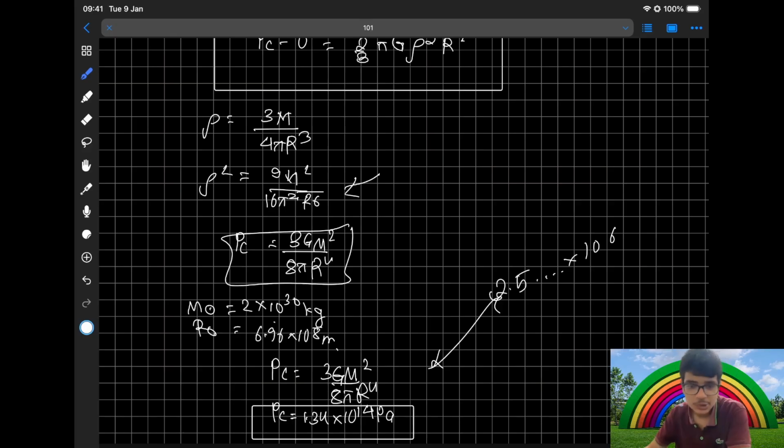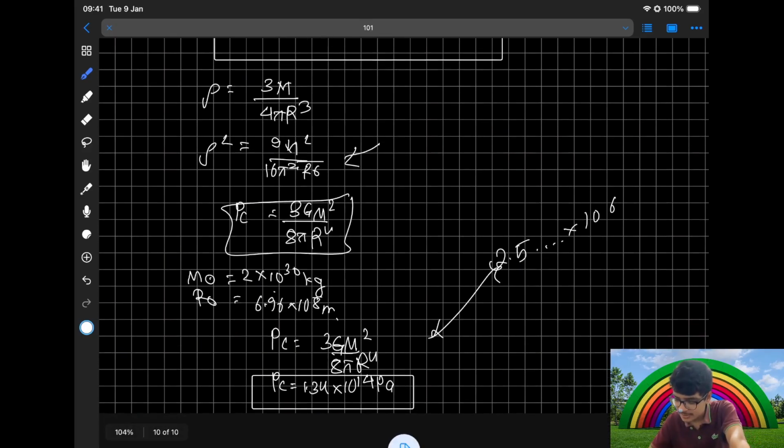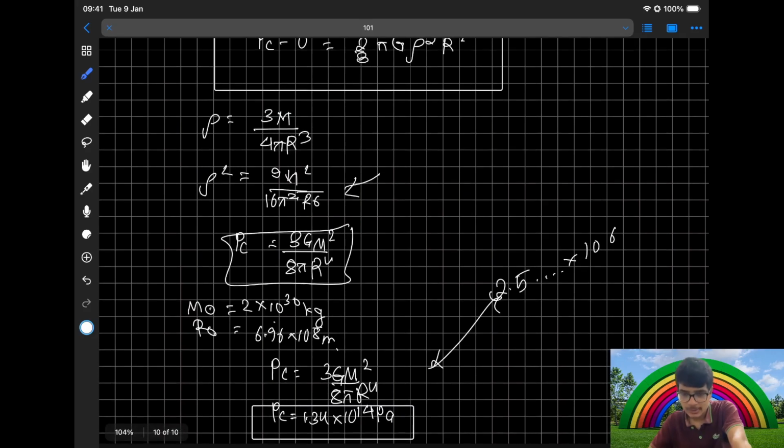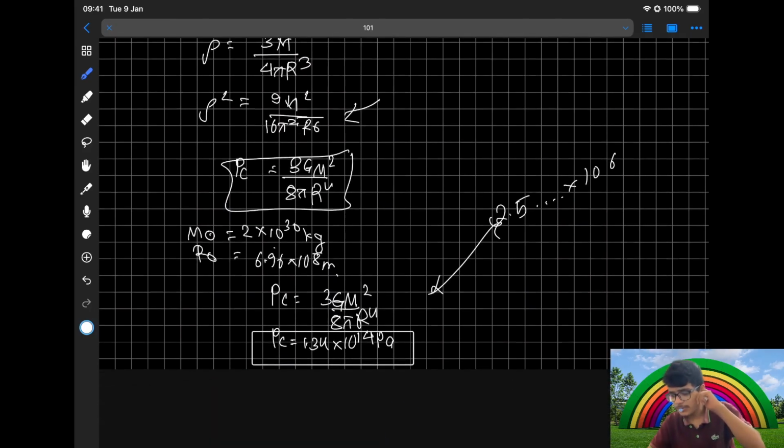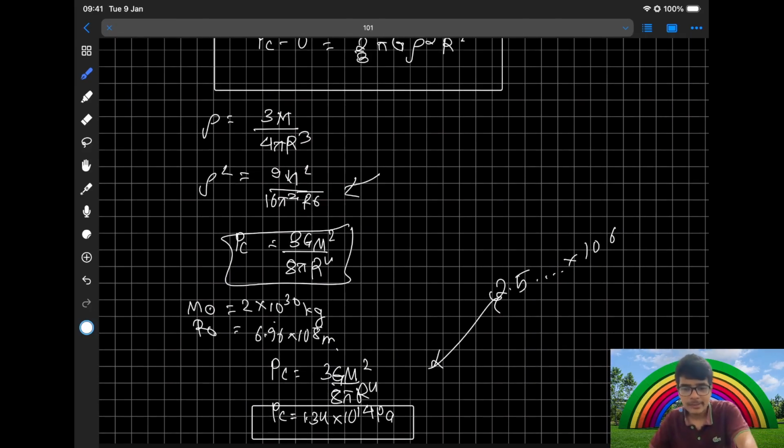But the core is much denser than the outer layers. The sun is not of uniform density. We considered it as a uniform density right here. So this is the answer. Beautiful question, really beautiful. Let us do 2 to 3 easy questions and wrap it up for today.